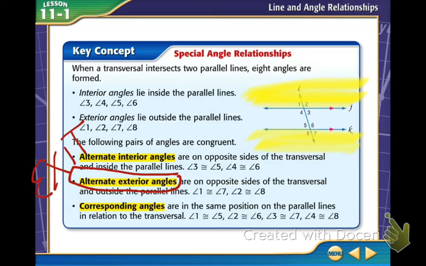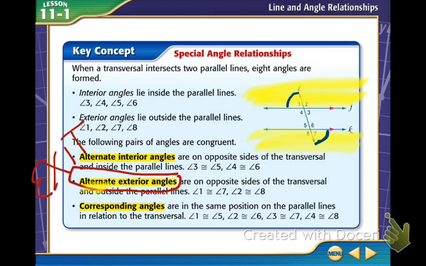Okay, and again, they're alternate. That means they're going to be on opposite sides of the transversal. So we can see angle 1 is out here. On the opposite side of that transversal would be angle 7. And yes, both of them are on the outside or exterior part of the parallel lines. So they are alternate exterior angles.